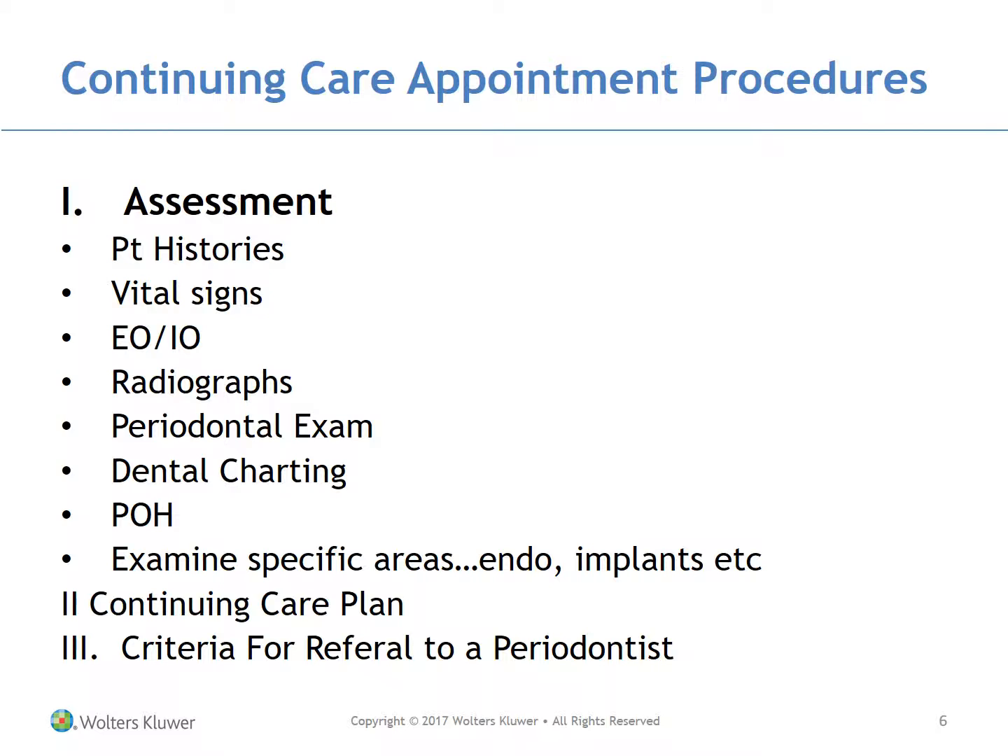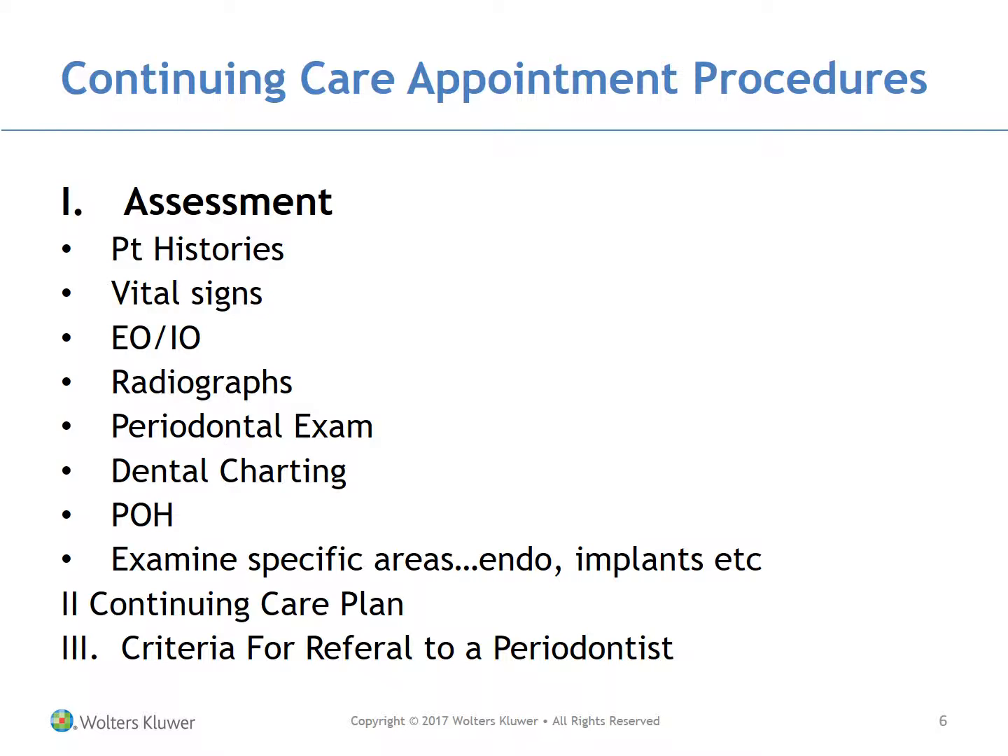You also want to record the pocket depths, the bleeding on probing, any exudate or suppuration, attachment levels, furcations, gingival recession, and then you're going to compare it with the previous exam. So the one 3 months ago. Okay?